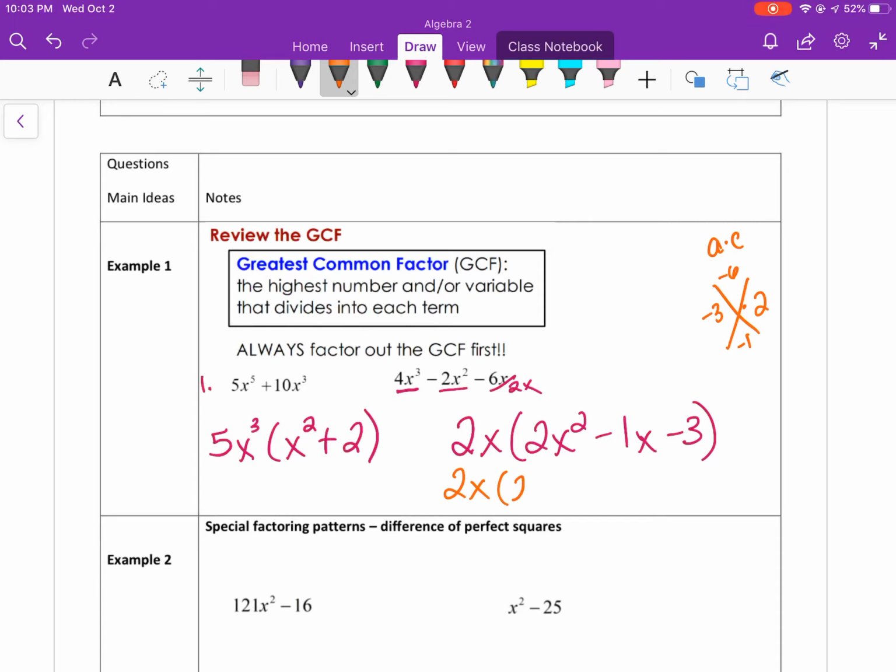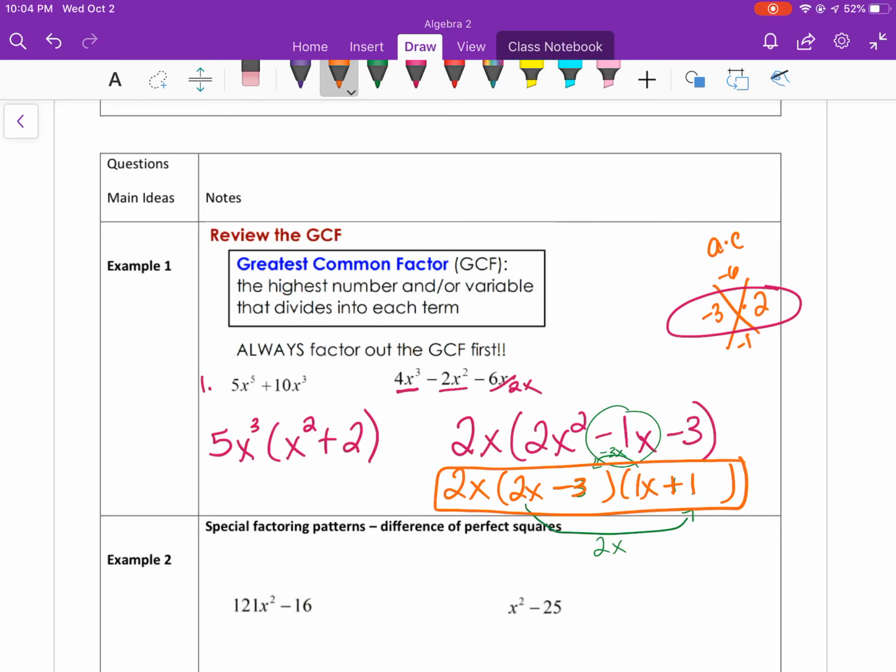So I can factor this one a little bit more by, I know it's going to be 2x times 1x to get the 2x squared. And then I need to use these two inside my FOIL. So I can multiply the 2x times positive 2 to get 4x. Oh wait, I want it to equal 2x. So I'm going to multiply it by positive 1. And then I can multiply the 1x by negative 3 to give me the negative 3x. And then negative 3x and 2x gives me the negative 1x. So the final answer would be 2x times 2x minus 3 times 1x plus 1. So that's factored all the way.